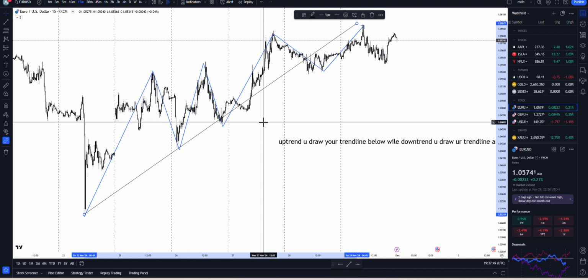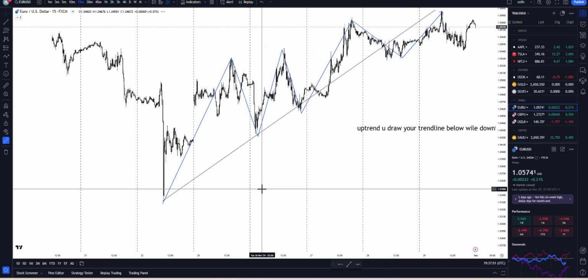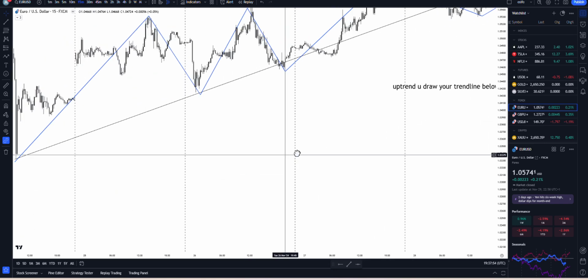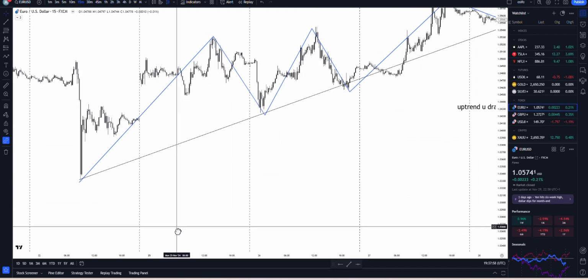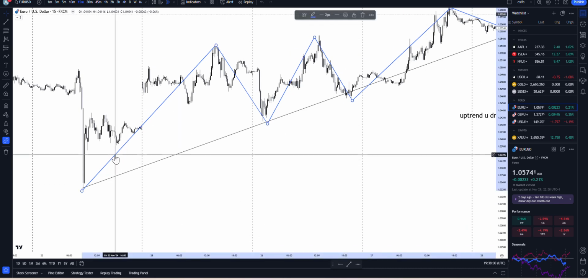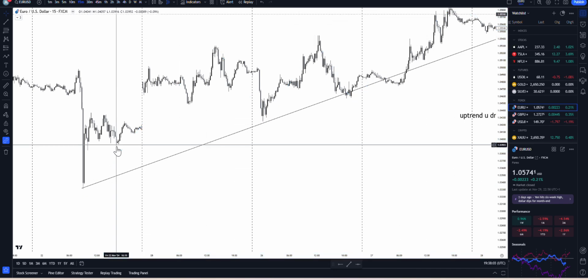Okay. Now, what are the rules of drawing a trend line? Your trend line should always be at the wick, not on the body of the candle. And let me explain that. We'll explain that for you.